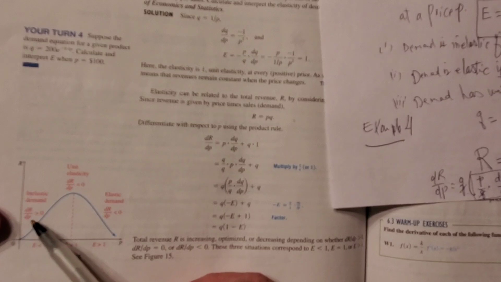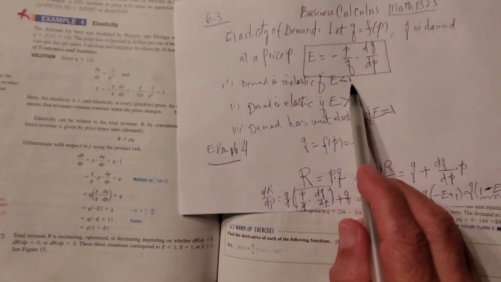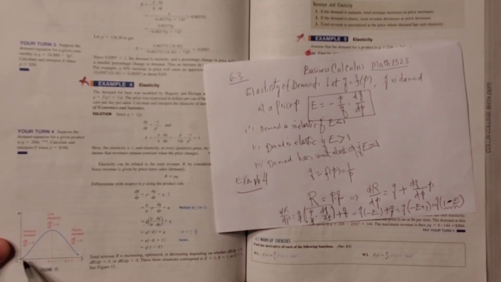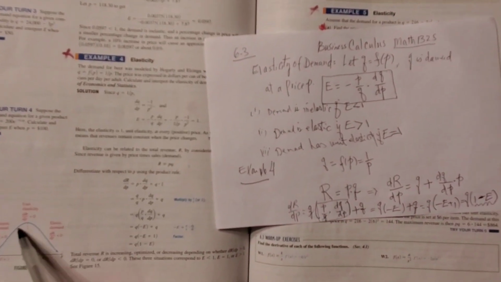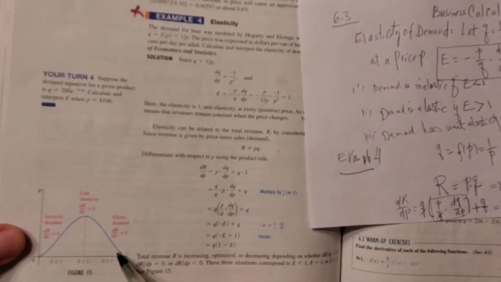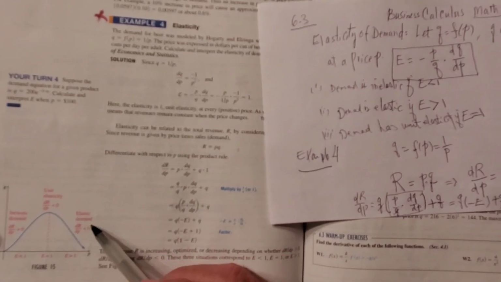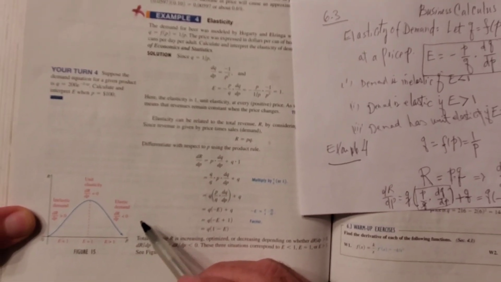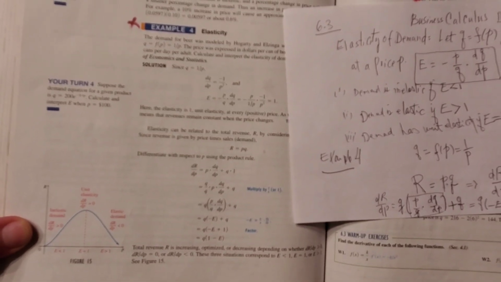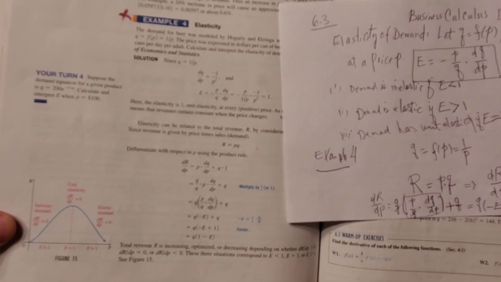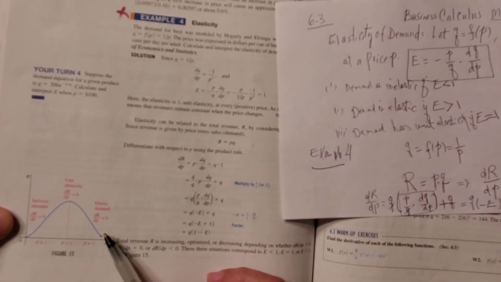And the first case, when that is positive, that means the case that we have is E smaller than 1. And therefore, the demand is called inelastic. So the first part, from here to here, is inelastic. Demand is inelastic. The second case is when r prime is less than 0, which means your function would be decreasing. The derivative is negative, therefore the function is decreasing.